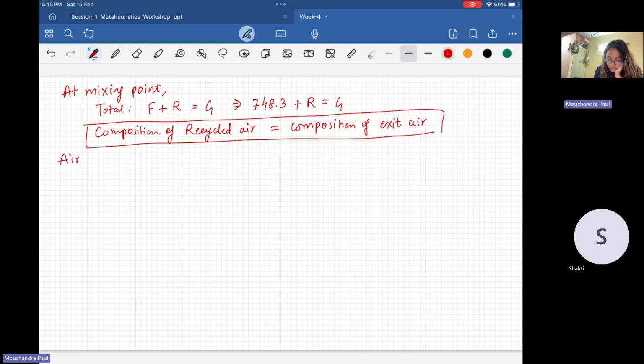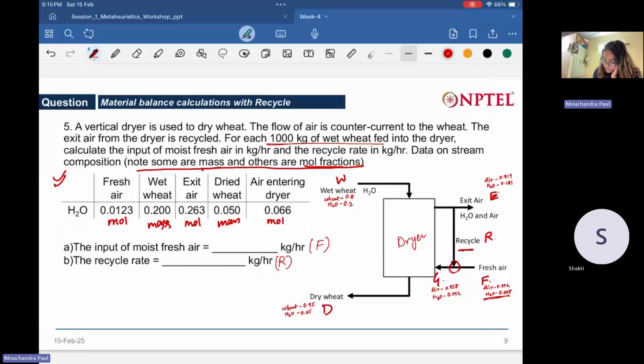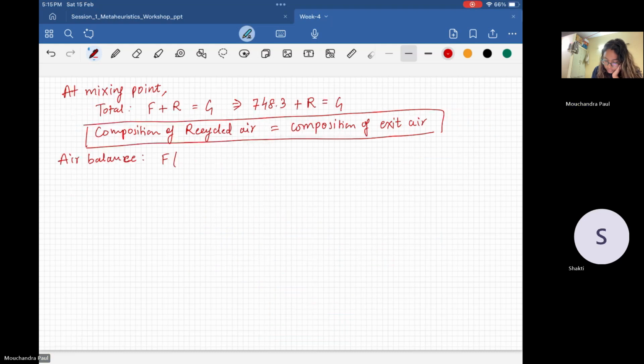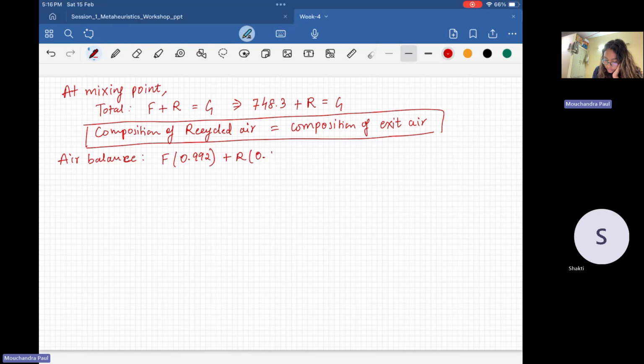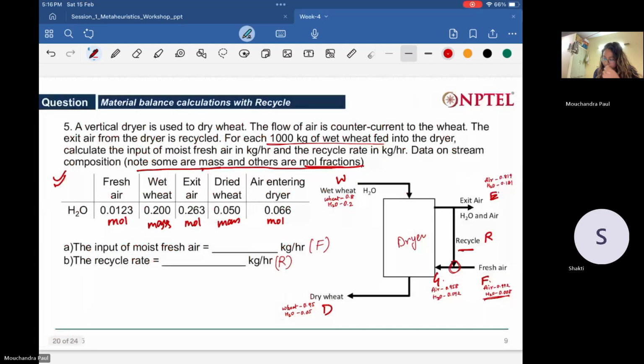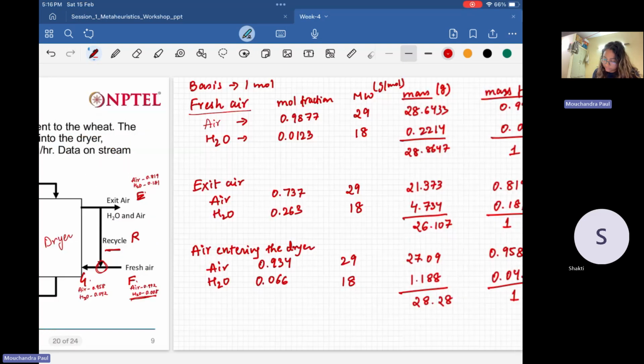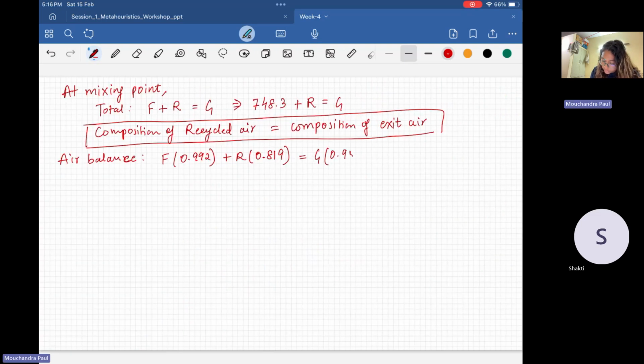Okay. So the air balance will be then your fresh air contains 0.992 of air, recycled air will contain 0.819 of air, and G, which is containing 0.958. Okay.